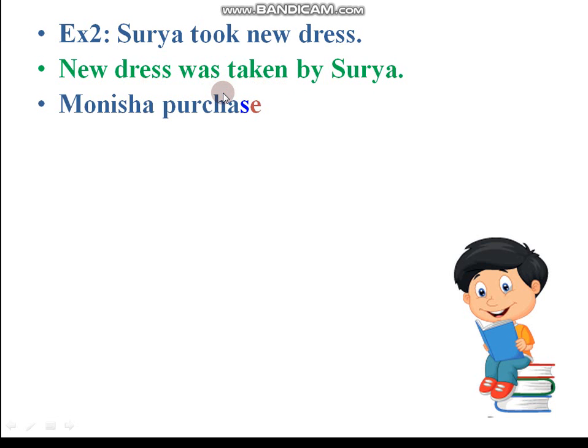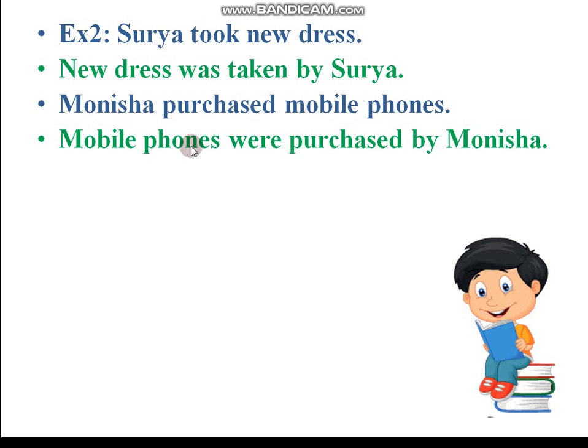Okay. Next is Monisha purchased mobile phones. See, mobile phones is plural. When you take it into the subject, it becomes mobile phones, which is plural. So we are using were. Mobile phones were purchased by Monisha. Here also purchased, but this is V2 form and this is V3 form.